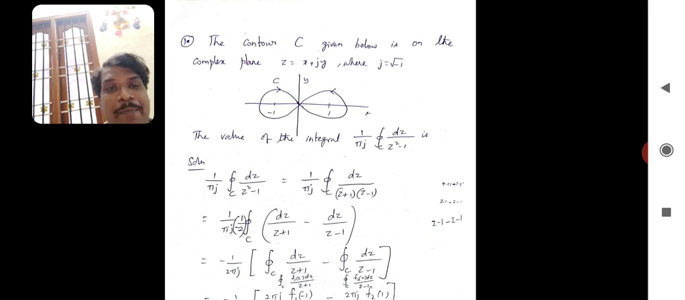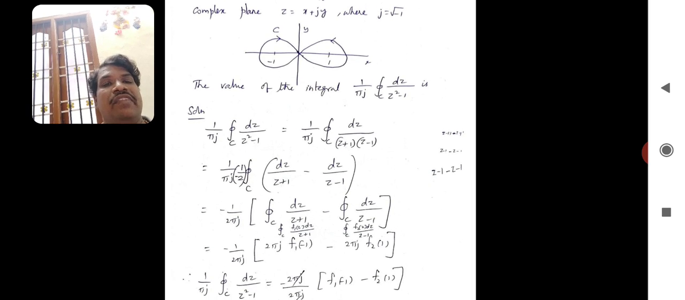After applying the partial fraction, I can write 1 by z plus 1 into z minus 1 as minus 1 by 2 into 1 by z plus 1 minus 1 by z minus 1, which is the partial fraction. And I can take the constant of minus 1 by 2 outside the integration. So we have 1 by pi j into minus 1 by 2 integration over C dz by z plus 1 minus dz by z minus 1. Now you can see the integration is split into 2. So for both the integrations, minus 1 by 2 pi j is the common factor, and integration over C dz by z plus 1 minus integration over C dz by z minus 1.